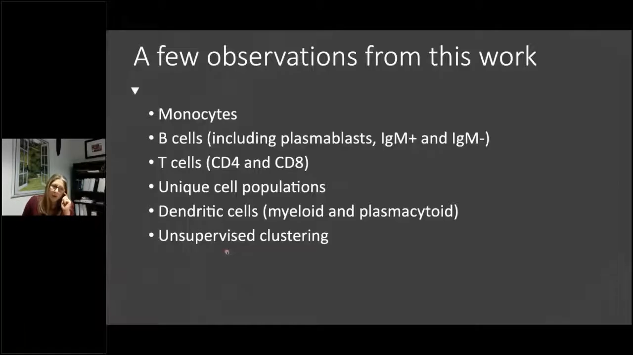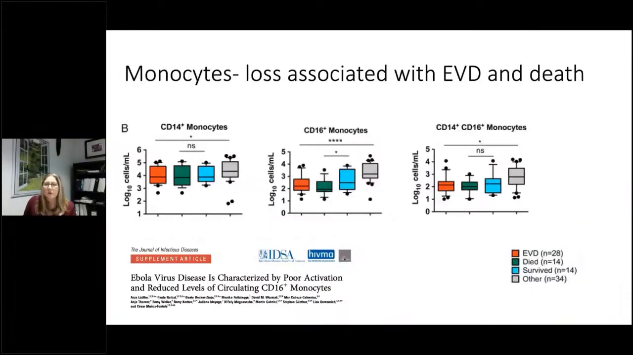So we're going to talk about monocytes. We'll talk about B cells, which includes both plasmablasts that are not class switched as well as ones that are class switched. We'll talk about CD4 and CD8 T cells. I'm going to show you some data on really unique cell populations that we would have never known to look for if we hadn't done such a multi-parameter analysis. And then I'll show you some really novel data on myeloid and plasmacytoid dendritic cells. And then finally, just demonstrate to you a little bit of work on unsupervised clustering from this data set. So let's start with monocytes.